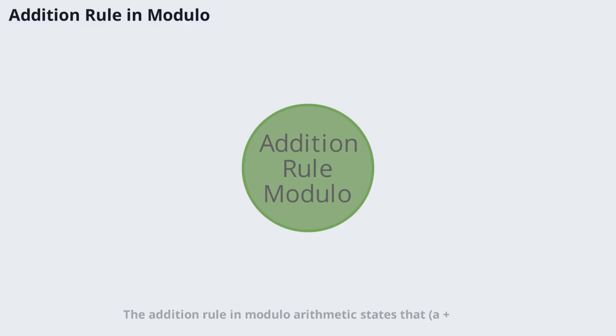The addition rule in modulo arithmetic states that (a + b) mod n equals the sum of their individual remainders, mod n. This means you can break down large sums into smaller, manageable parts, find their remainders, and then add them up. This rule is especially helpful for simplifying big calculations.